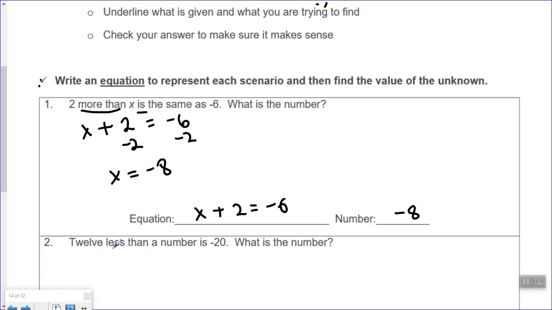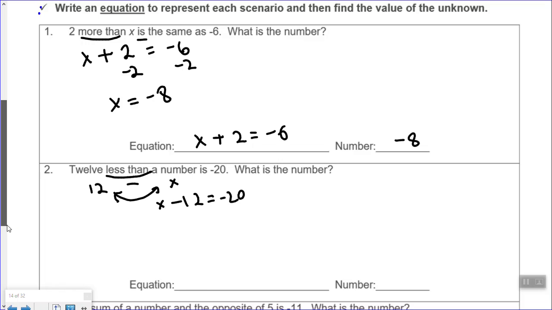Number 2, 12 less than a number is -20. Okay, be very careful with less than. So less than is subtraction. Yes, it is subtraction. And you have 12 and a number. For a number, you can use x. But for less than, you have to switch them. Remember, you have to switch them. If it is less than, so it will be actually x minus 12 equals -20.